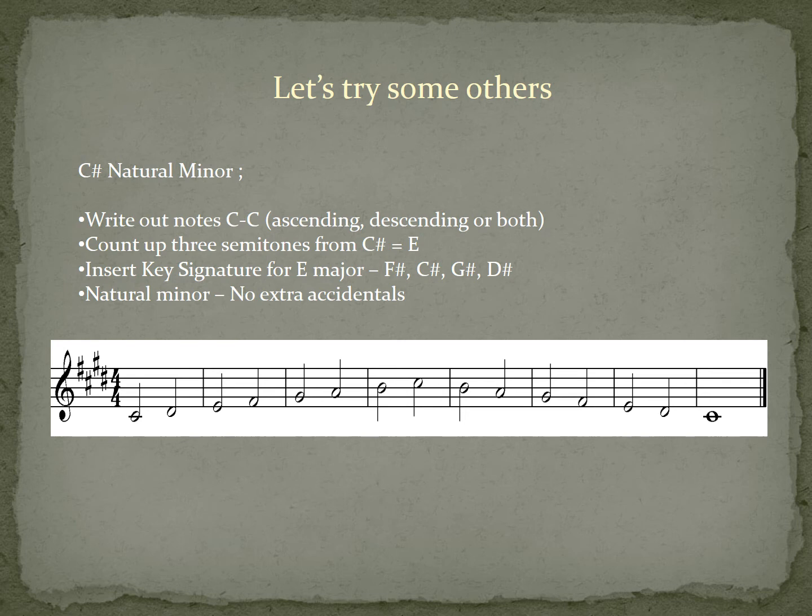So therefore, the key signature for E major, 4 sharps, F sharp, C sharp, G sharp, D sharp, is exactly the same key signature we want to use here for its relative minor. And you can see them in the key signature. As it's a natural minor, that's it. No more added accidentals. Just C sharp minor with the same key signature as E major.